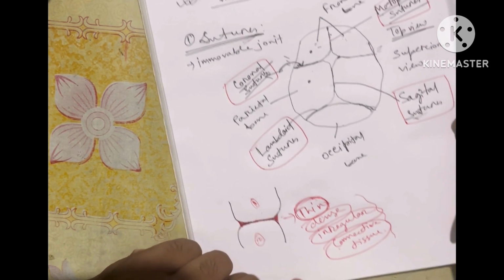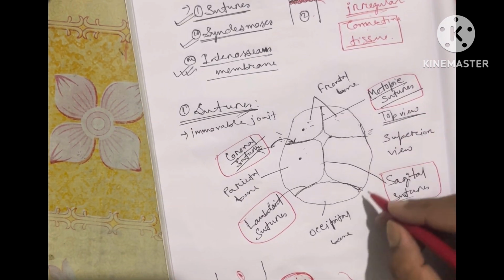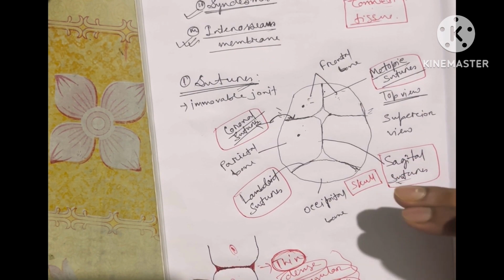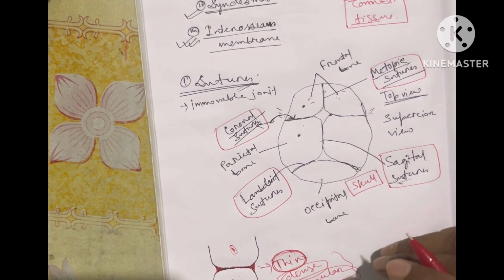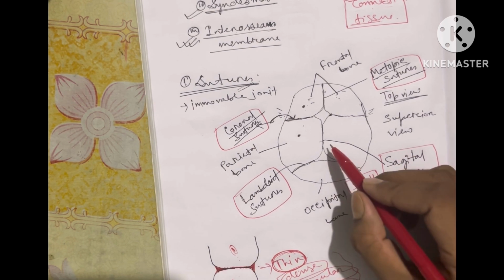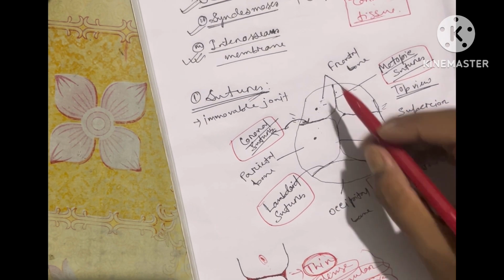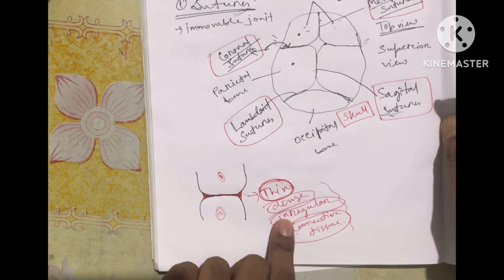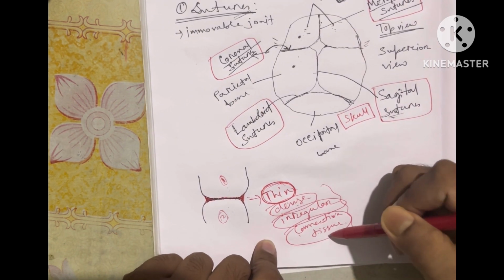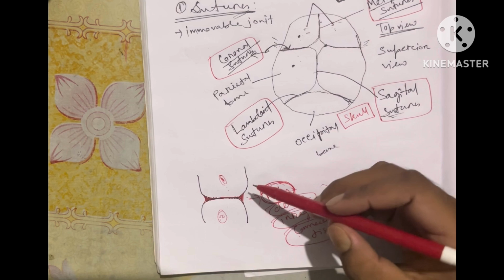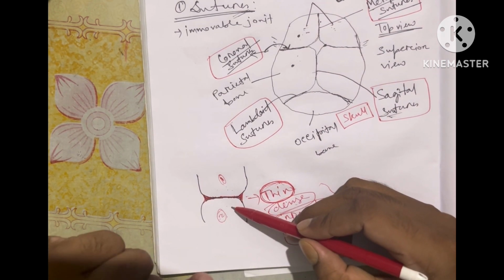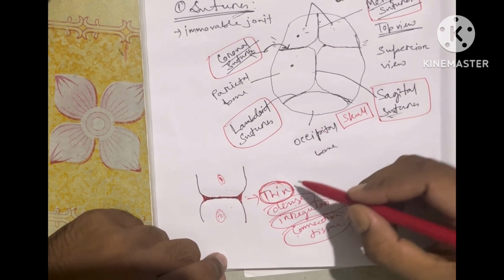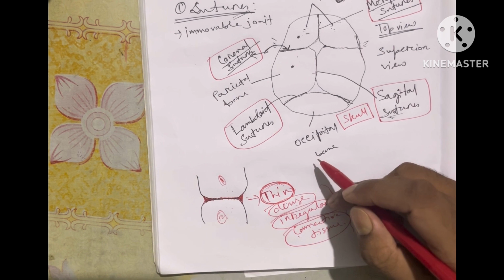So sutures are only available in our skull. They are not found in any other place of our skeleton. So sutures are a very good example of fibrous joints, and sutures are immovable joints, connected by a thin dense irregular connective tissue. Why is it a thin layer? Because there is a very small space available in between both the bones where sutures are present. That's why it is a very thin layer of dense irregular connective tissue.